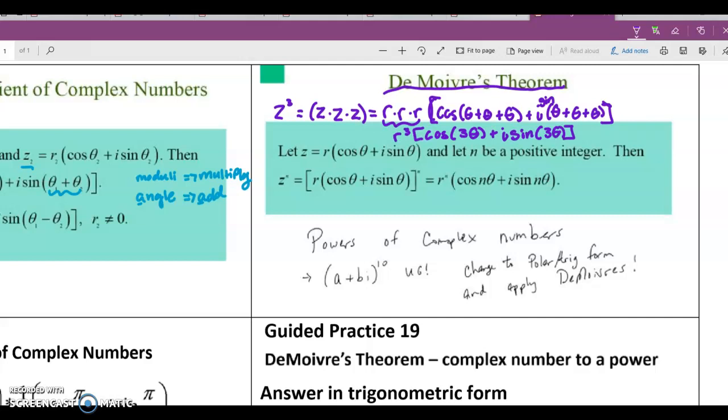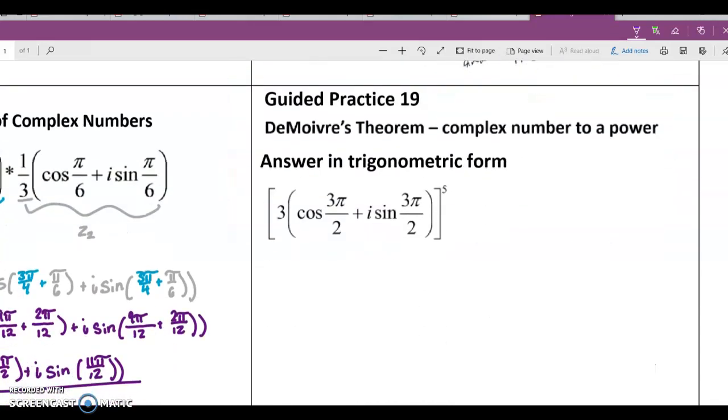So instead of writing all that out, we can just simplify this. If we have a complex number z in trig form, and n is a positive integer, then our complex number raised to that integer power is equal to r to that power times cosine of n times theta plus i times sine of n theta. This is really nice when we have complex numbers being raised to huge powers. It's going to make our life a lot easier.